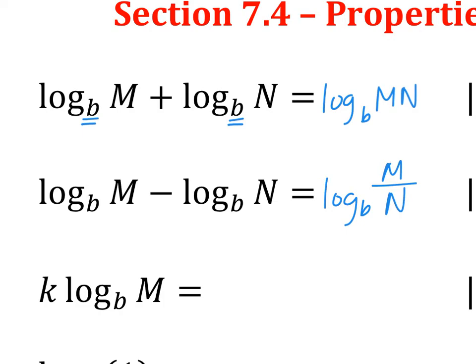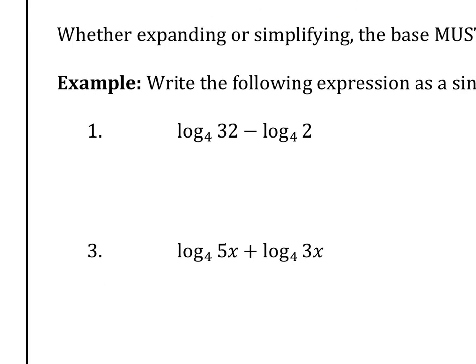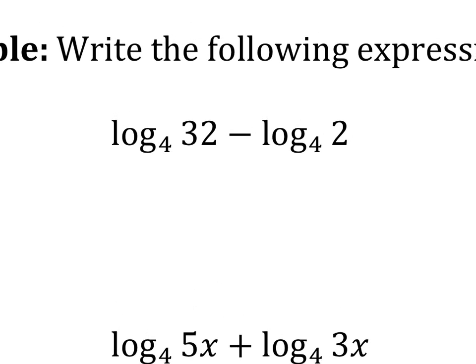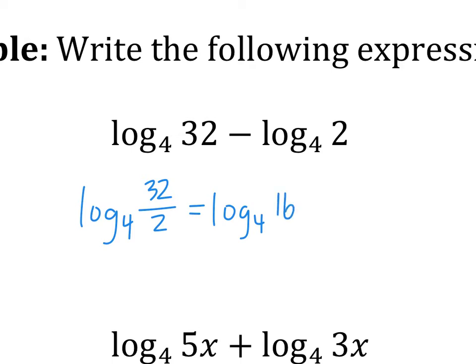Let's look at an example. So let's go down to number 1. Log base 4 of 32 minus log base 4 of 2. What can we do to combine the two logs together? Divide. So log base 4 of, okay, 32 divided by 2, which is 16. So log base 4 of 16. We can further simplify this. This is actually what number? 2. Because this is asking the question, 4 to the what is 16? So 2.